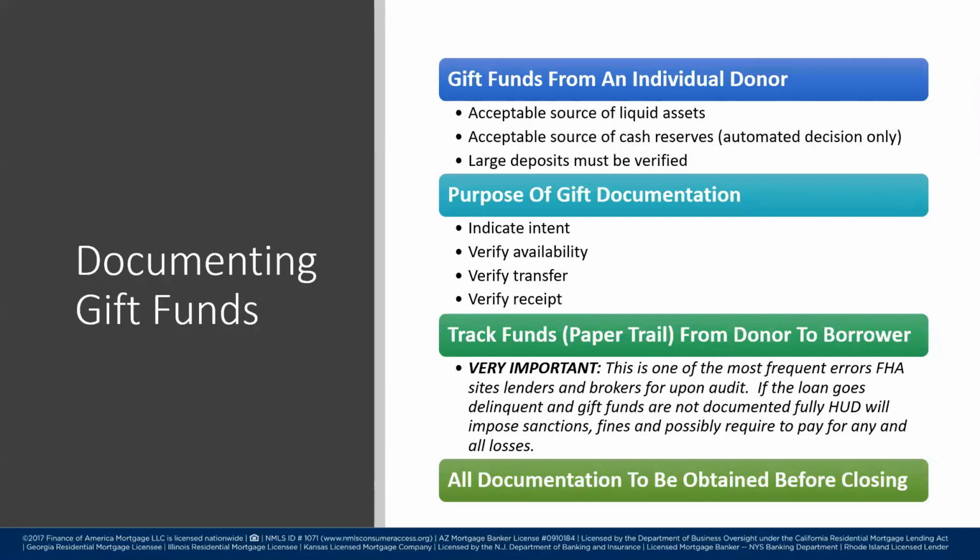The purpose of the gift must be documented. There must be an indicated intent, verify the ability of the money, verify the transfer, and verify the receipt. The paper trail is very important, and this honestly is one of the most frequent errors that FHA cites lenders and brokers for upon audits. So you want to make sure that the gift funds are fully documented. And then all documentation must be obtained prior to closing.